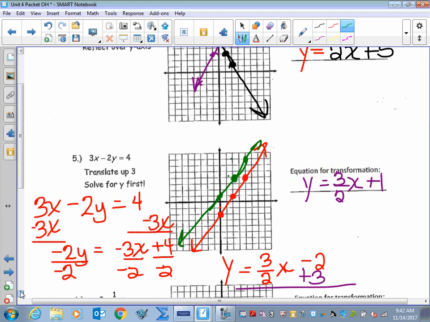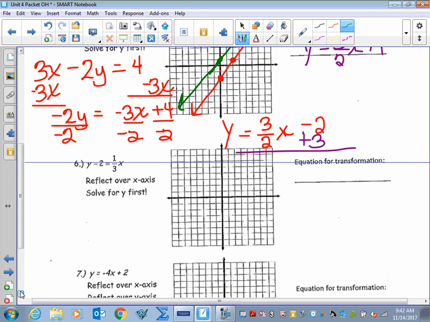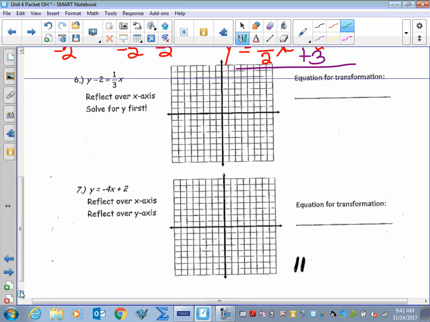All right, we're going to move on to number 6. Actually, I'm going to have you guys do this one on your own. First, solve it for y, and then I want you to reflect this over the x-axis. We'll do the last one together. So this one you'll do on your own.